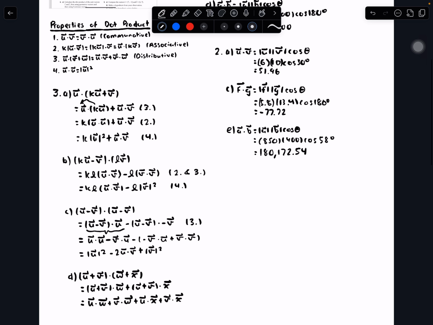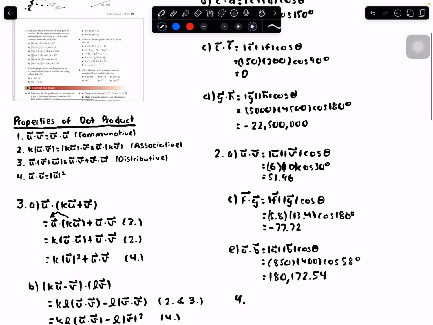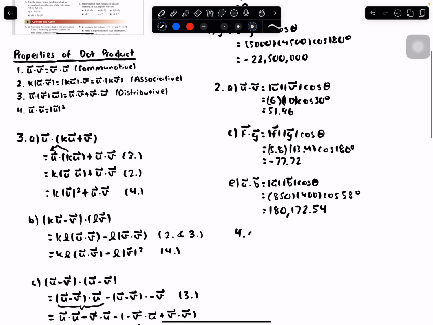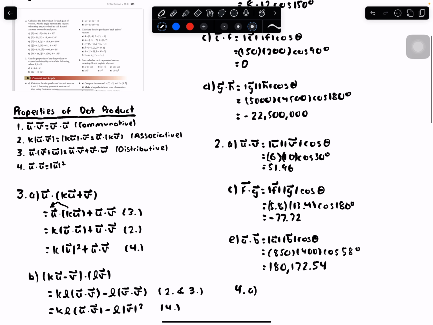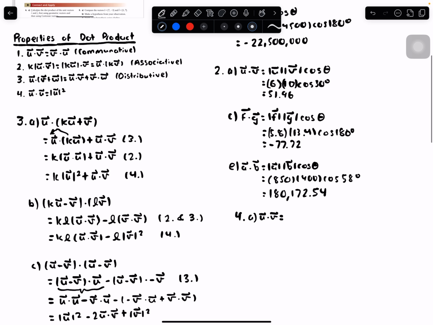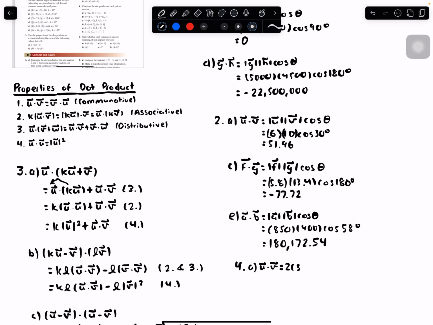Okay, moving on to 4 now. From 4, I'll do A, D, and F. So A, we have u dot v, and this time I'm going to use the algebraic formula. So we're going to have 2 times 3 plus 4 times negative 1, which is 6 plus 4 times negative 1, which is 2.